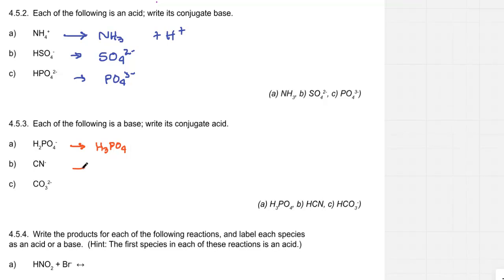The cyanide ion, if it gains a hydrogen, well, now it has one, so it's HCN. Hydrogen's a positive ion, so it goes first on the list. And again, charge goes from -1 up to 0. And if carbonate gains a hydrogen, it becomes HCO3. And the charge goes from 2 negative up to just negative.